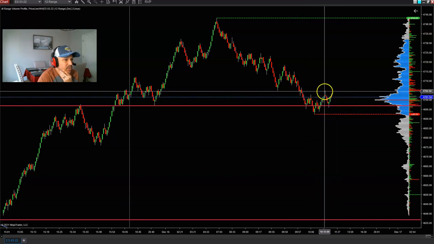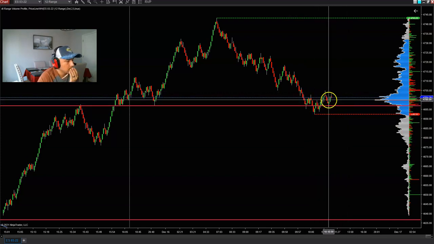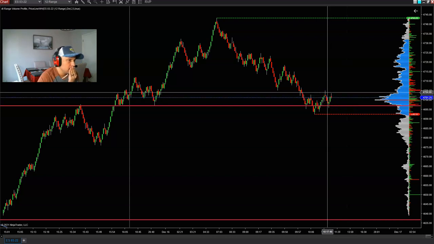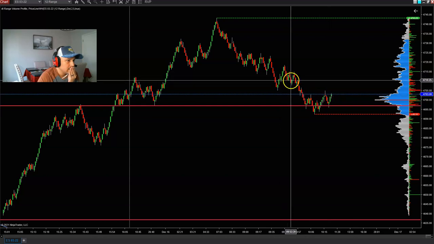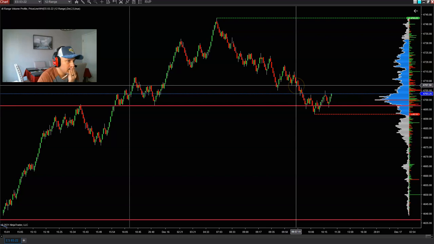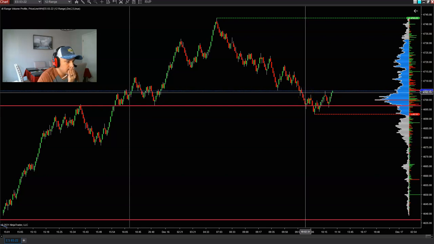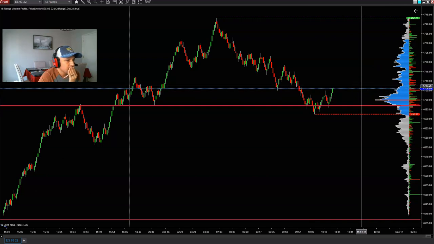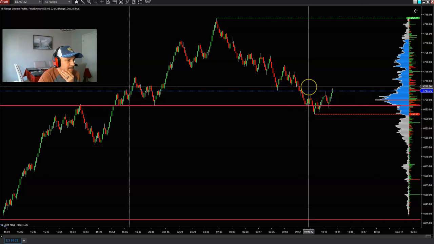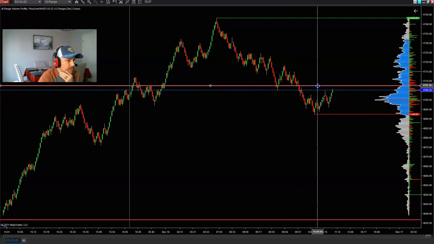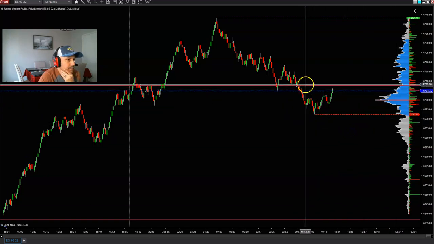Price is moving sideways. Be careful because it's wedging right here right now. Be careful because price can pause right here. It's a low volume area. Price can pause when it gets to this area right here, so be careful.